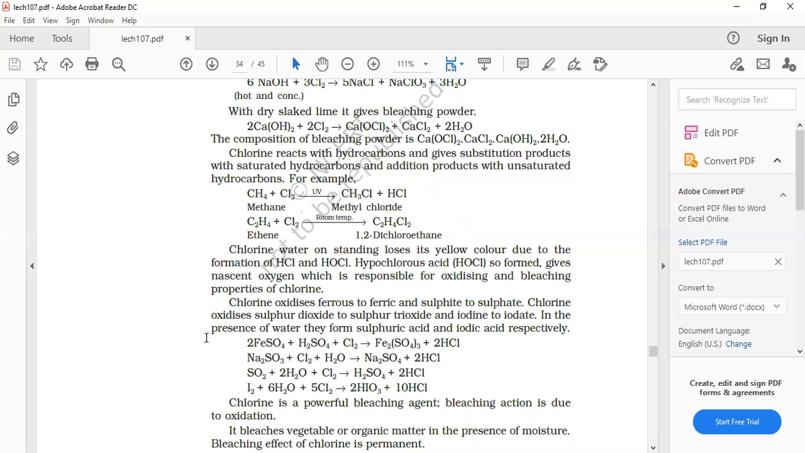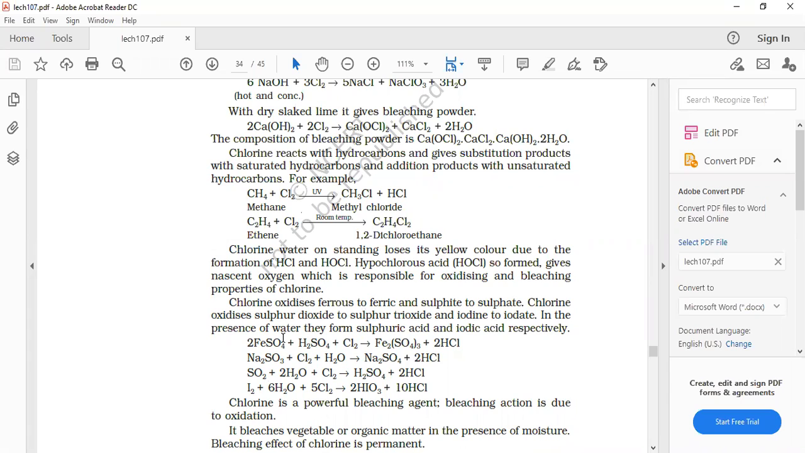Here see, the oxidation state of Fe is increased. Also, it oxidizes sulfite to sulfate. Here SO3 to SO4 conversion takes place with the help of chlorine. Oxidation of SO2 to SO4 also takes place with the help of chlorine gas.